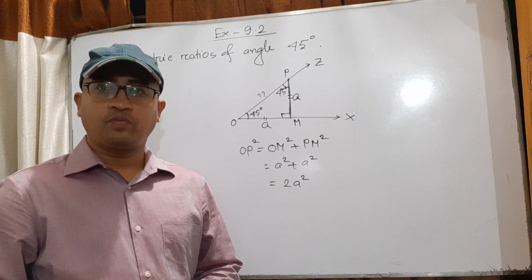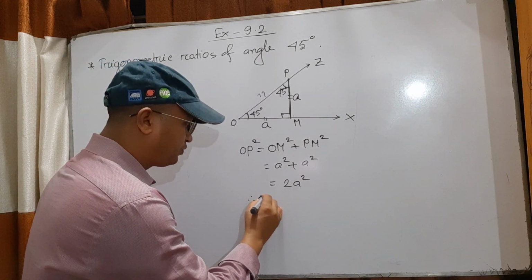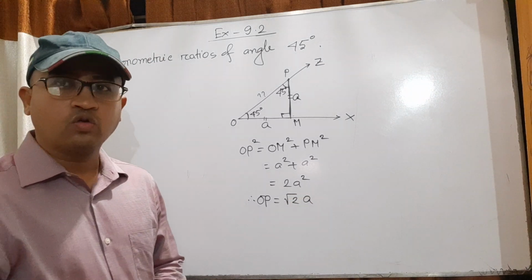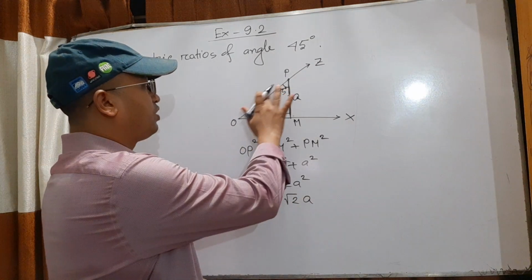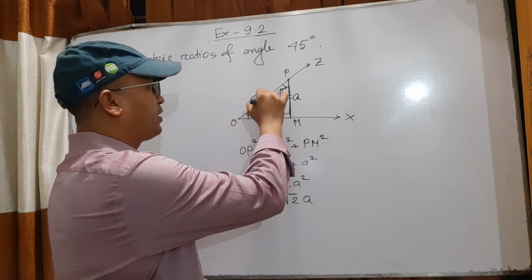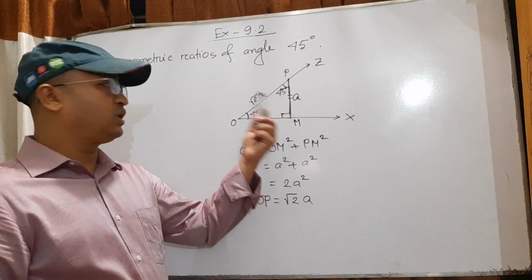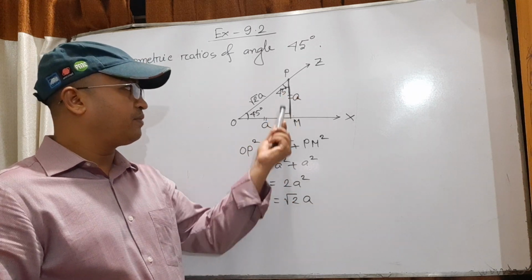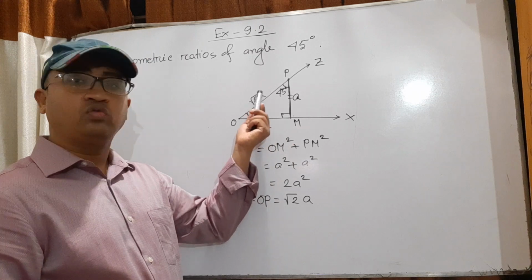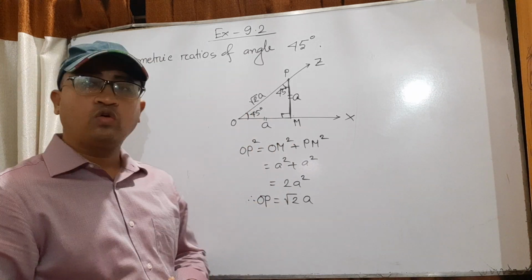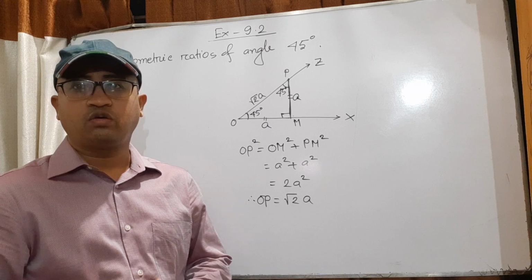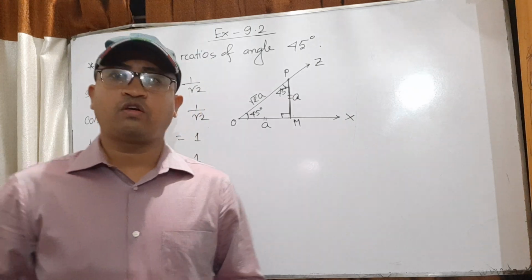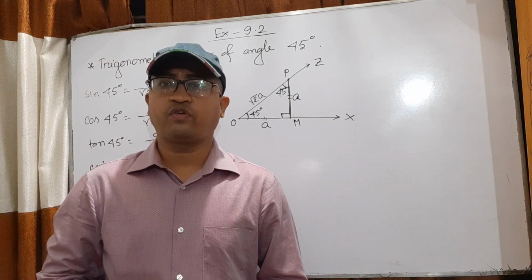So what is the value of OP? Therefore OP will be root 2a. Now you know the values of the three sides. OM equals a, PM equals a, and root 2a is the value of OP. Now we will find the trigonometric ratios for 45 degree.